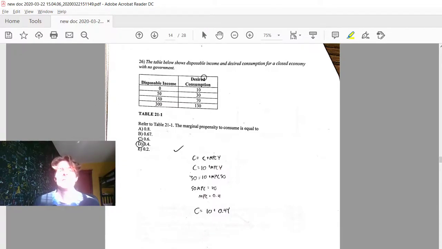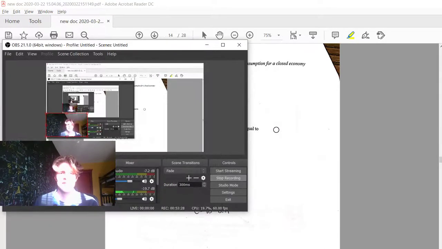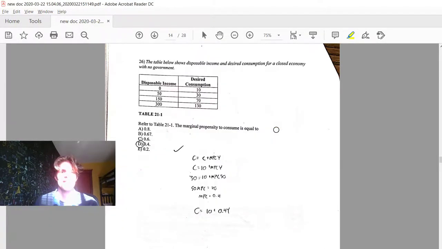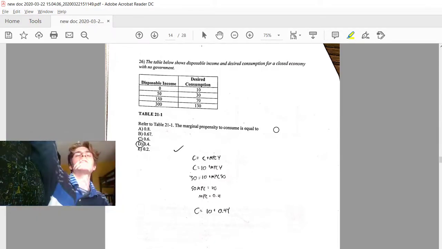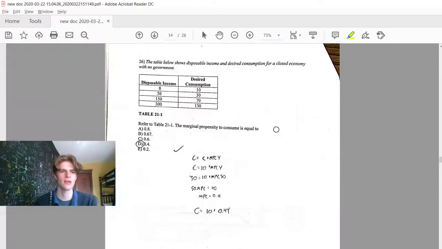The table below shows disposable income and desired consumption for a closed economy. How's my face? Is it like, oh, it's really bright. Okay. Alright, that's better.